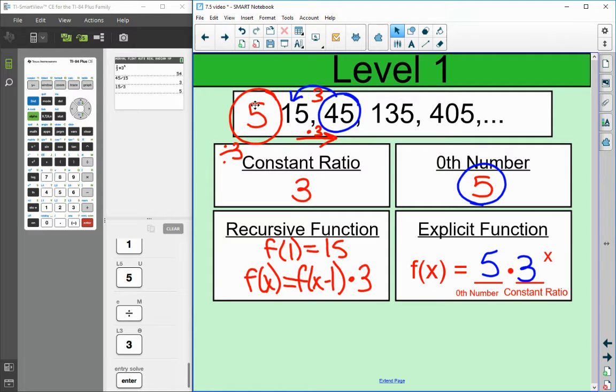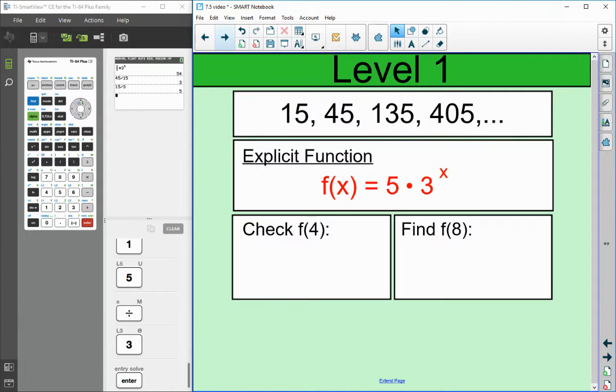Once again, we're going to test this, and I know I have the slide on this next one. So let's plug it in. We're going to check f of 4 again. Remember, 1, 2, 3, 4. So if it's right, that means that when I type this on my calculator, I should get 405.